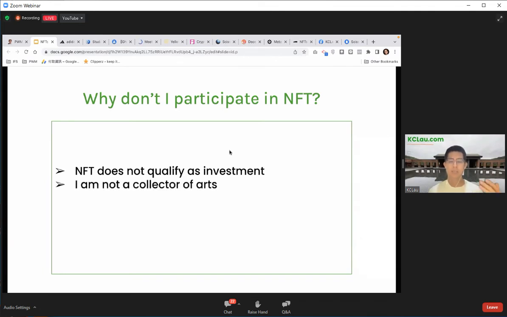And I'm also not a collector of arts. I used to be a collector of books. I collect a lot of books. But every time I move, I think it's a burden to move the books. So I stopped being a hoarder and collector anymore. So I live minimalism right now. So I just buy the things I want to use. So if the things I don't use, I don't buy. So I'm not a collector of arts.